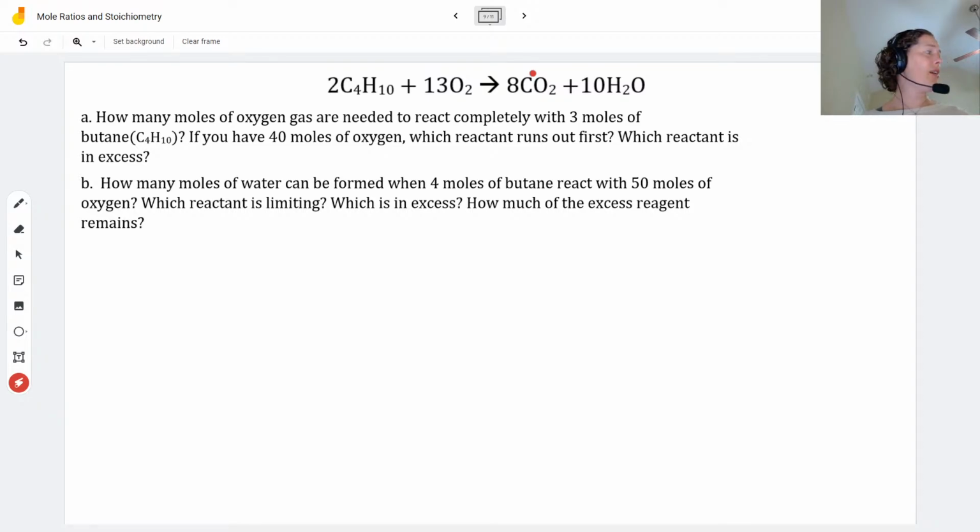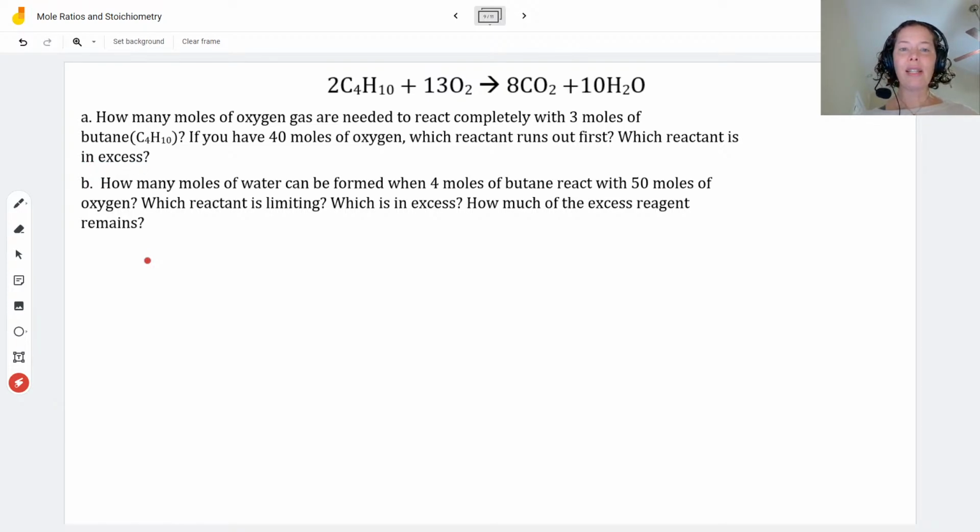All right, so we've got our combustion reaction. This is again one that we balanced two weeks ago, I'm almost certain. We're going to do limiting reactant with this, but we're still staying in moles. Our first question here for A is how many moles of oxygen gas are needed to react completely with 3 moles of butane? If you have 40 moles of oxygen, which reactant runs out first? Which reactant is in excess?